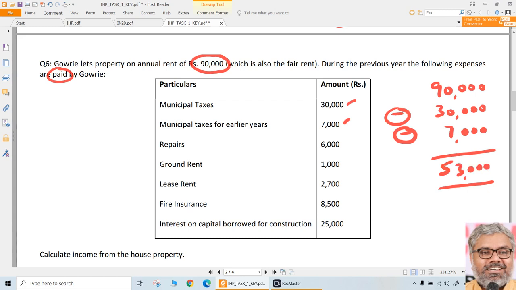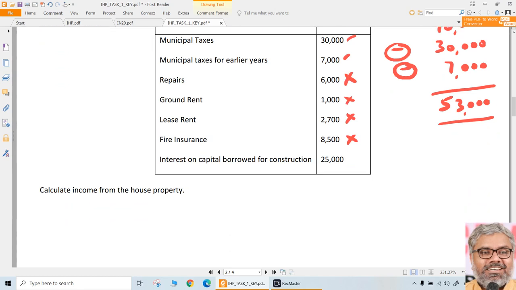That's all. Repairs, useless. Ground rent, useless. Lease rent, useless. Fire insurance, useless. Interest on capital borrowed will be definitely useful, of course. That will deduct after deducting the 30% of this net annual value under section 24A. Amount is 15,900. That is 24A. How much is 24B?